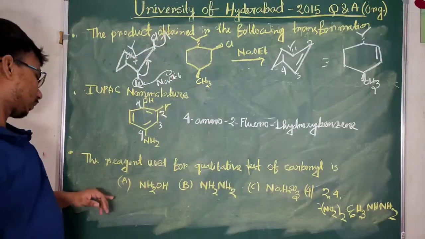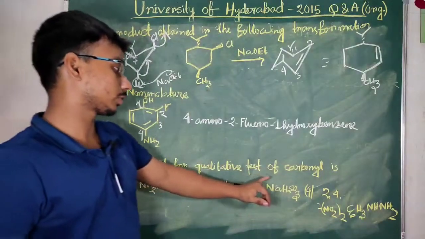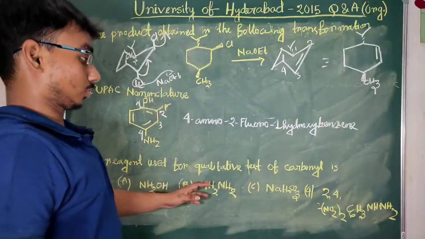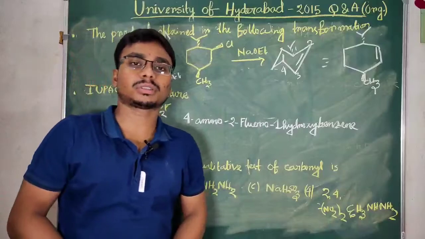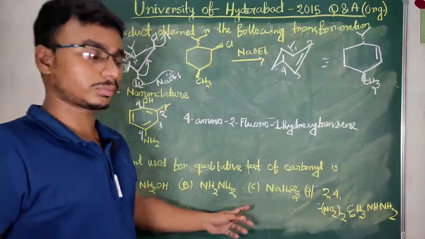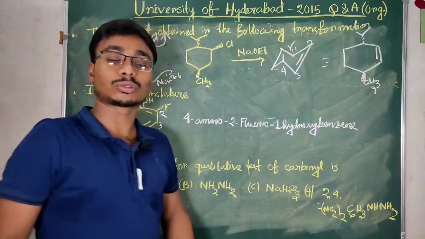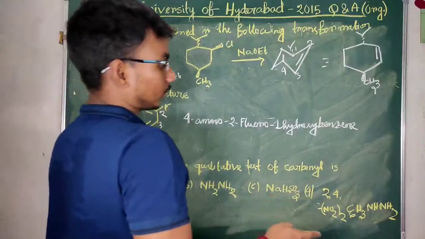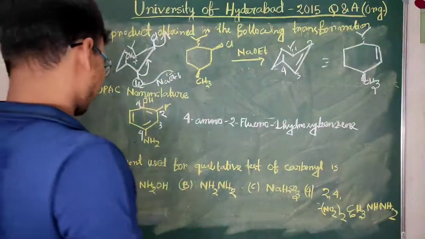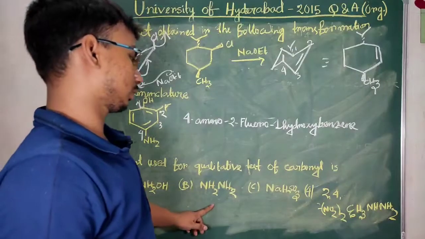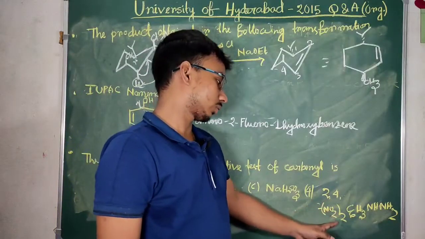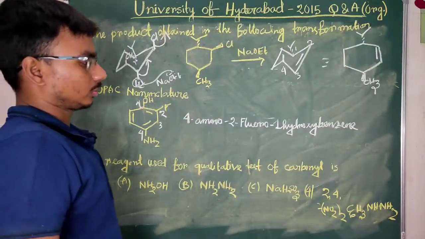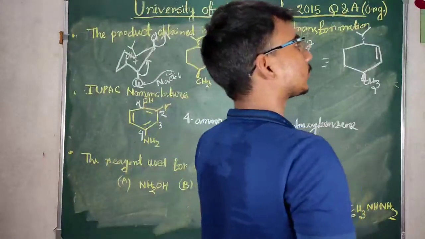So our next question is the reagent used for qualitative test of carbonyl. So what is the reagent which is used for qualitative test for carbonyl? Remember, you did it in your lab, also in 11-12, or BSc. NH2OH, hydrazine, NHSO3 or 2,4-(NO2)2C6H3NHNH2. So remember those tests for carbonyl.